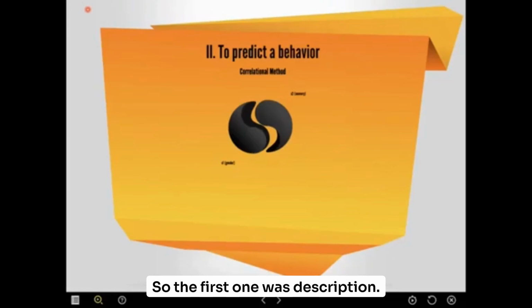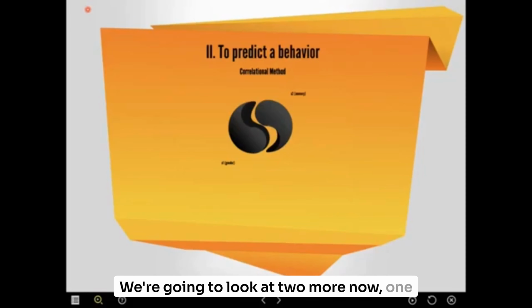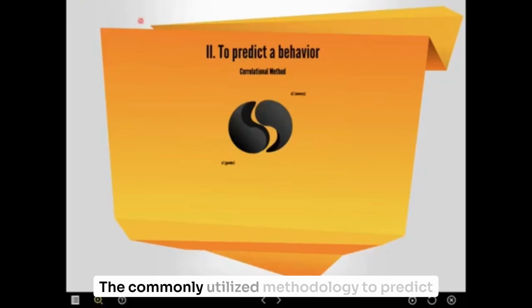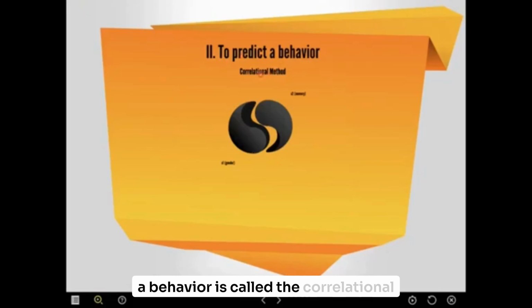So we're talking about the five methodologies categorized in three different objectives. So the first one was description. Then we looked at three methodologies. We're going to look at two more now. One under the objective to predict a behavior. The other one under the objective to actually explain a behavior. The commonly utilized methodology to predict a behavior is called the correlational method.